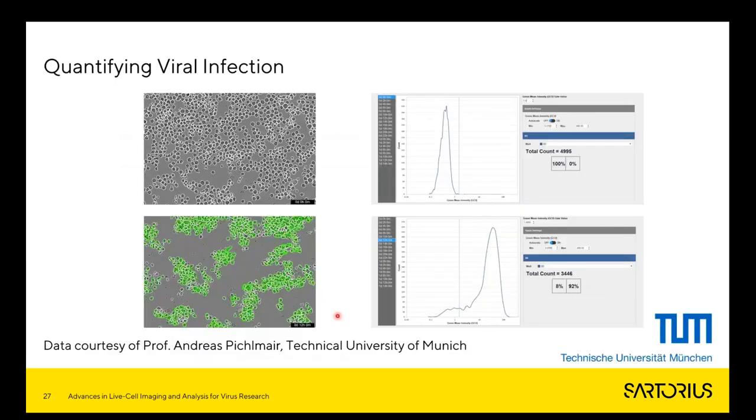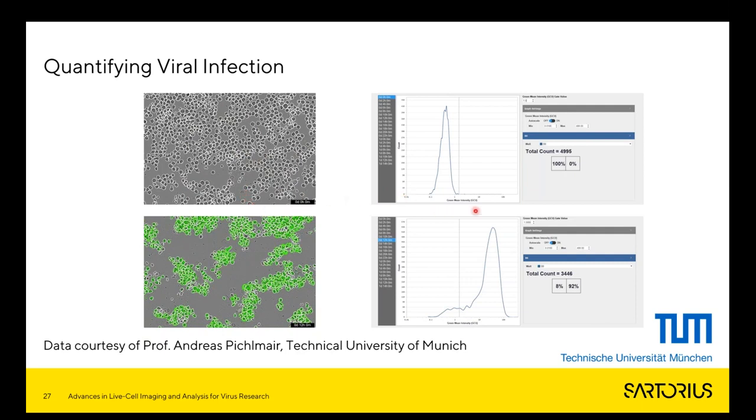So the benefit of the cell by cell module is to quantify, for example, in this case, viral infection on a per cell basis. So here, researchers at the Technical University of Munich have used cell by cell to basically perform or to quantify viral infection. In this example, they use a virus that is tagged GFP to visualize the infection, and they use cell by cell to effectively segment each individual object using the HD phase channel.